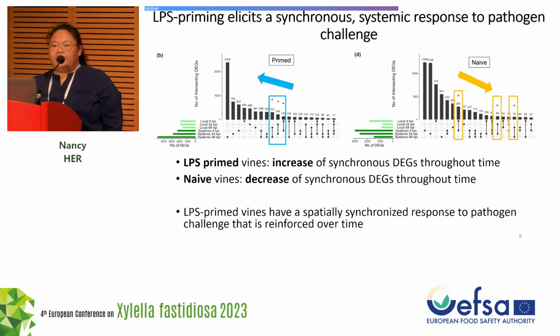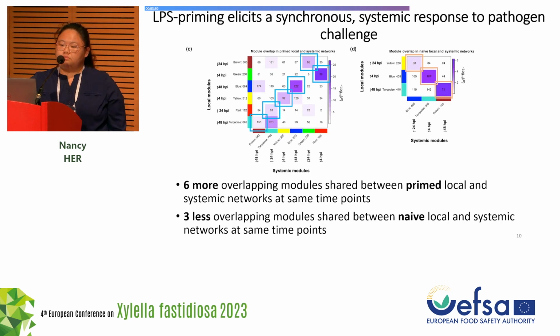So this does show that LPS primed vines have a spatially synchronized response from the local petiole all the way to 1.5 meters, or 20 nodes above, to the systemic petiole in response to the pathogen, and it's reinforced throughout time as well. And furthermore, we were interested in the co-expressed genes shared among the same time points, and we found that 6 more overlapping modules were shared between the primed local and systemic networks at the same time point, compared to 3 fewer in the naive.